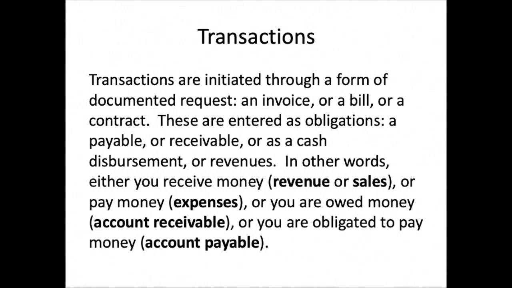So it's either an obligation, a payable or receivable, or it's a disbursement like that, or it's revenues where we got money in from a sale or something, right? So either we receive money as a revenue or sales, or we pay money as expenses. Those are the two things. And then in accrual accounting, we also have the other options of we're owed money, an account receivable, or we're obligated to pay money. We have an account payable.